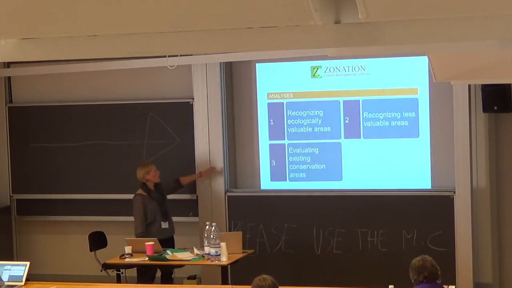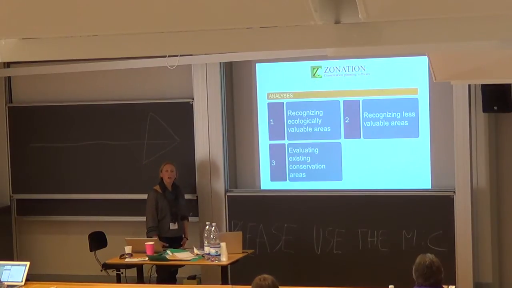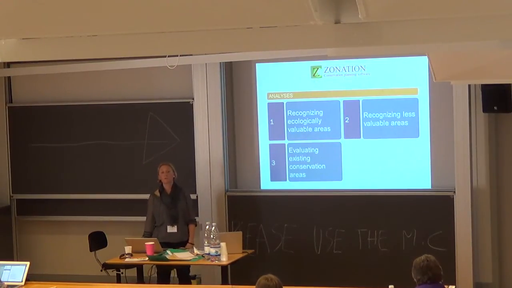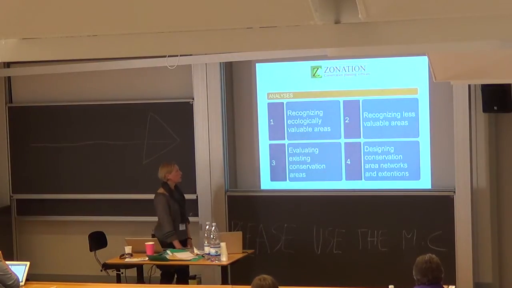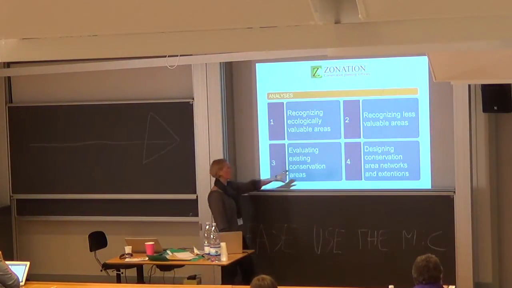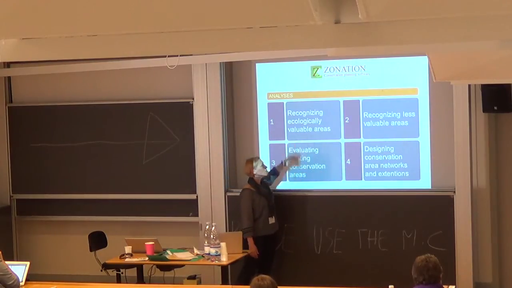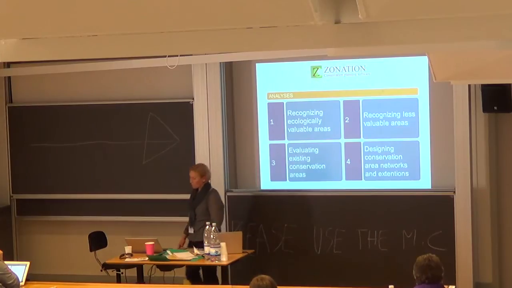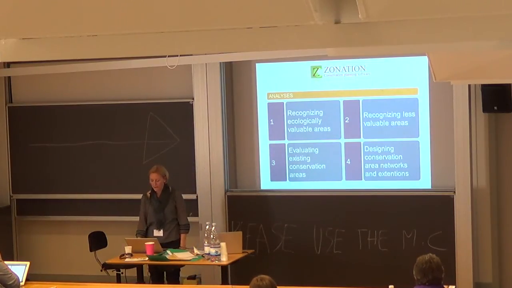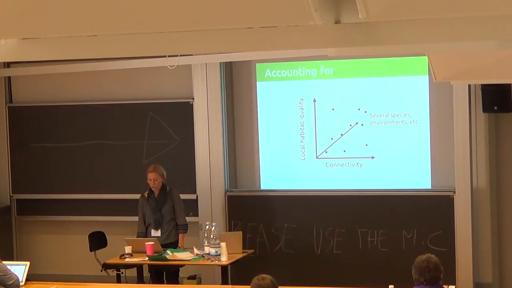Also, it is used for evaluating existing conservation areas. Aija will show you an example about the Natura 2000 network and how that could be evaluated and is being evaluated at the moment with different species data. And for example, designing conservation area networks and extensions is one of the common usages. And then more general land use planning has been active more recently, in addition to these more traditional uses of Zonation.